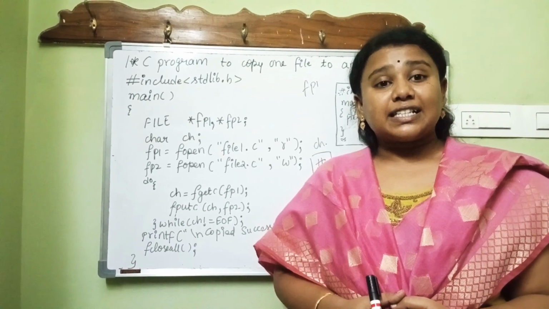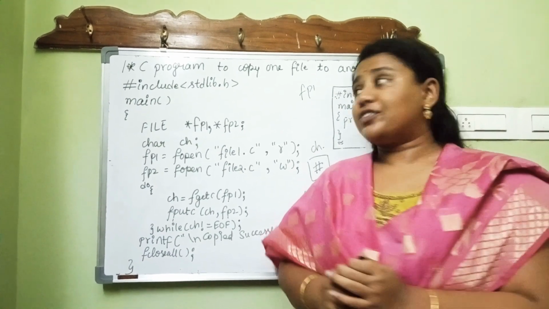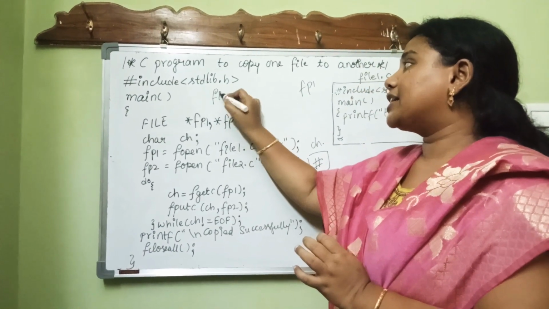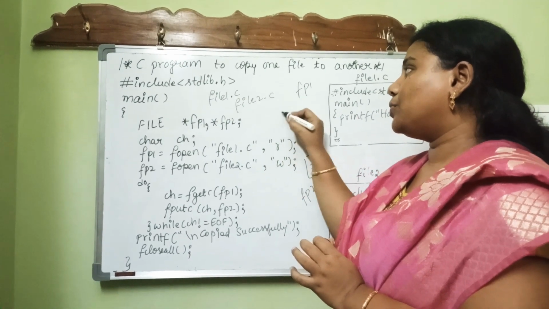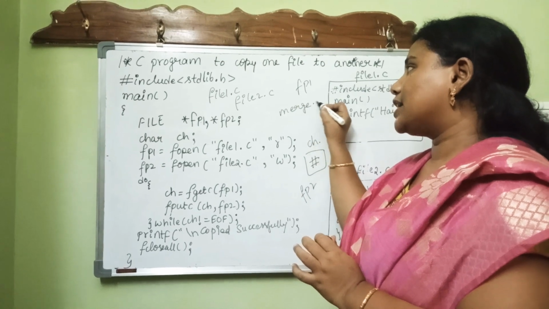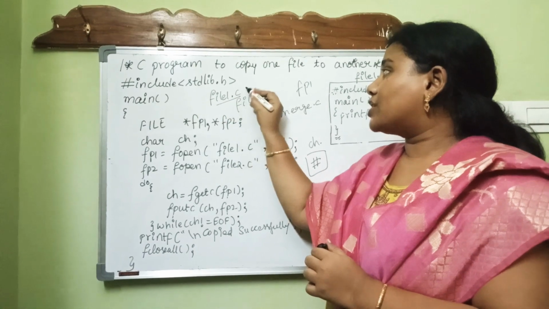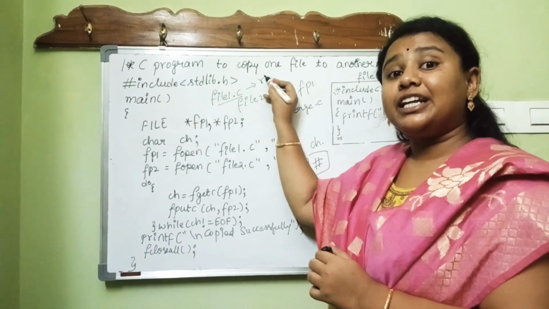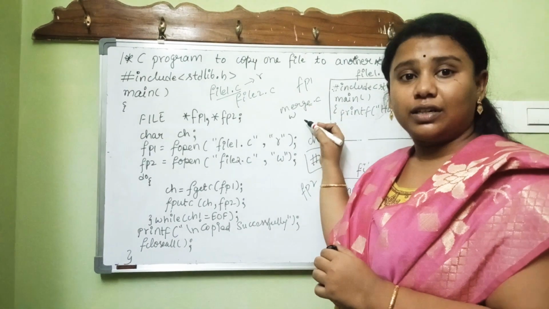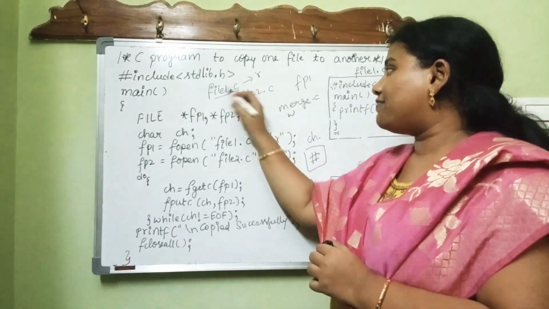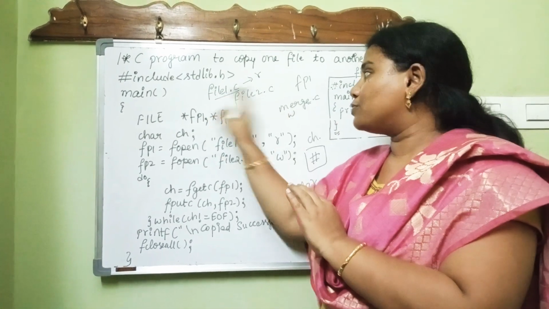Now your task is to merge two files into a third file. What I am trying to say is, you have to copy the contents of file1.c and file2.c into merge.c. Now how will this happen? First of all, file1.c must be opened in read mode, and merge.c must be opened in write mode, and you have to copy each and every character from file1 to merge.c. Then you have to close both the files.